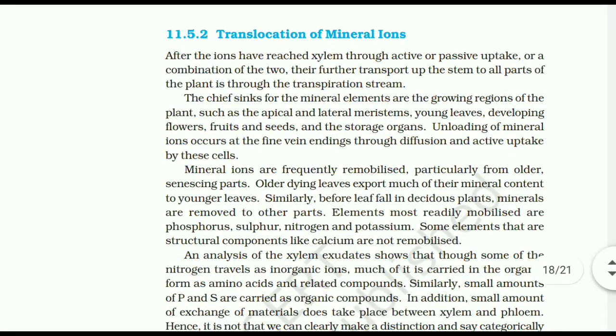11.5.2 Translocation of mineral ions. After the ions have reached the xylem through active or passive uptake or a combination of the two, further transport up the stem to all parts of the plant is through the transpiration stream. The chief sinks for the mineral elements are the growing regions of the plant, such as the apical and lateral meristems, young leaves, developing flowers, fruits and seeds, and the storage organs. Unloading of mineral ions occurs at the fine vein endings through diffusion and active uptake by these cells.